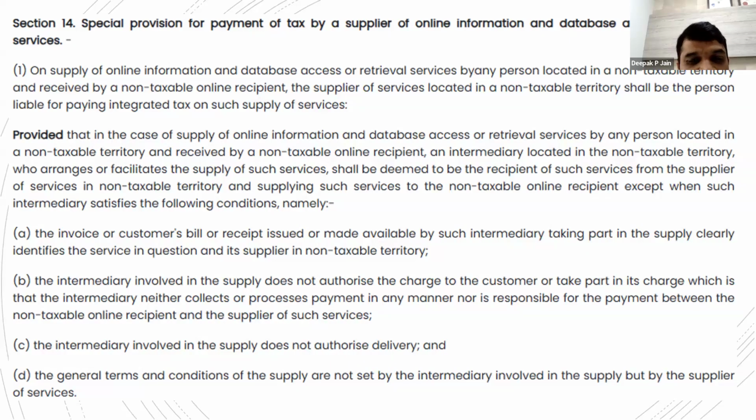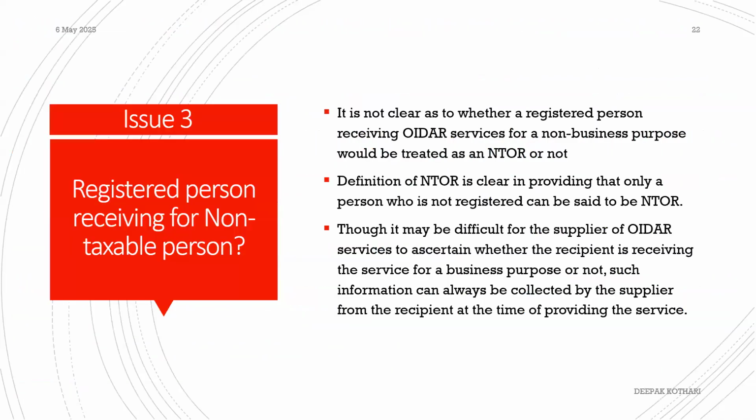Shall we go to the next issue? Yes. Next is when a registered person is receiving for a non-taxable reason. So when a registered person is receiving it for a non-taxable reason, not a non-taxable person. Now, I am a registered person. I am availing some online games from Google and I am using it for personal purpose. So in that case, should the receiver still pay tax under reverse charge?